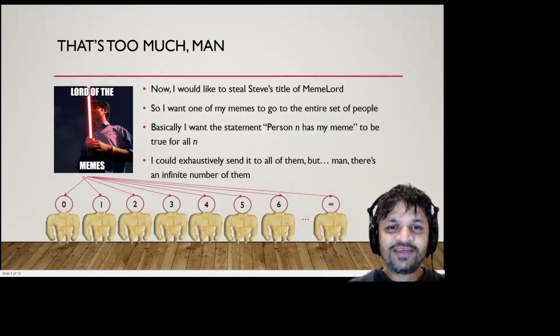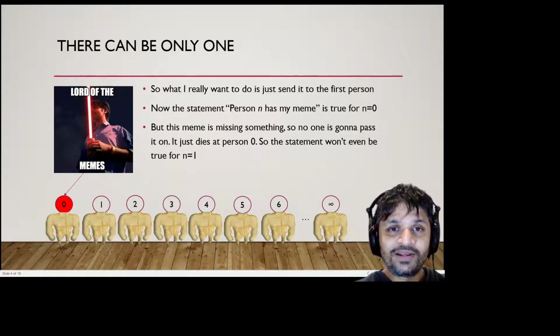So you might say the most obvious strategy is just send my meme to everybody. But there's an infinite number of people to send it to. And you guys know me well enough to know that I'm way too lazy to do an infinite amount of work. So what I want to do instead is just send it to the first person. Now, me having sent it to the first person means that the statement "person n has my meme" is true for n equals 0, right? Because person 0 has my meme.